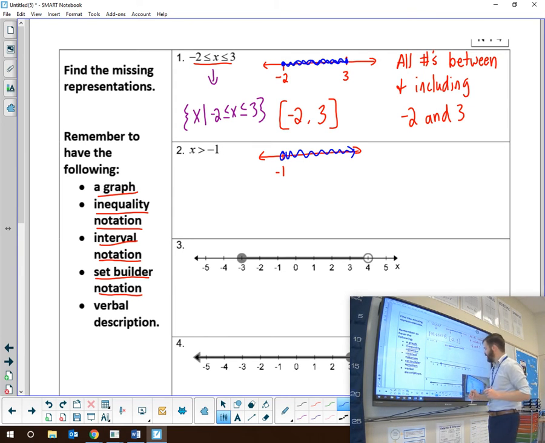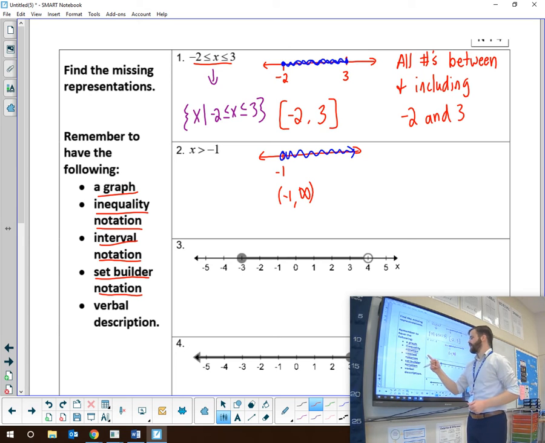All right, so I have my graph. Let me do my interval notation real quick. Remember on this one, we're going to use parentheses. So I have parentheses -1 to positive infinity. I'm going to go -1 to infinity.